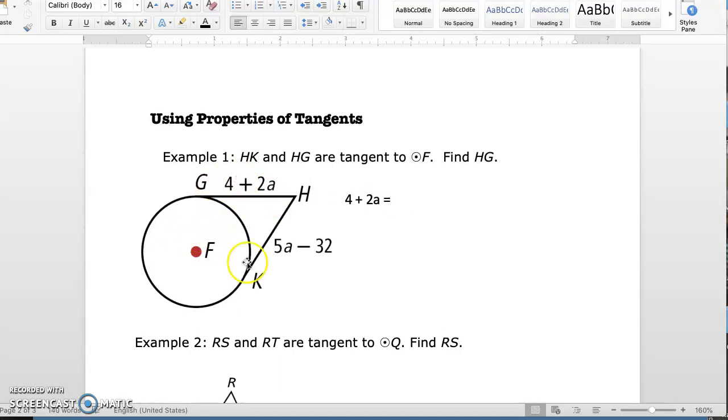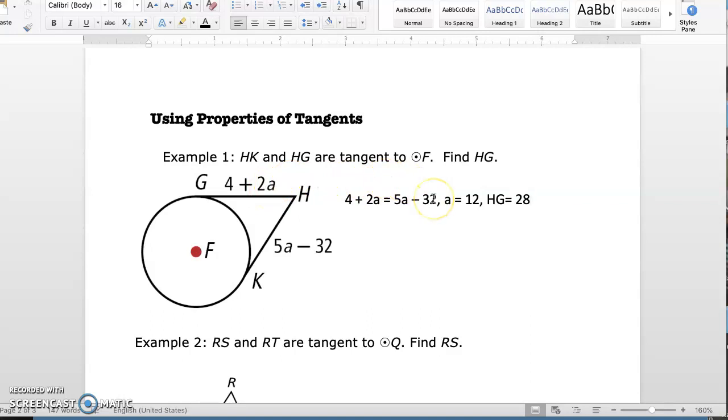is equal to HK. And then you would solve for the missing variable, which is A. So we'd subtract 2A from both sides and end up with 3A. And then we'd add 32 to both sides and get 36. And 36 divided by 3 would give us A is equal to 12. So then that means the length of HG is going to be equal to 2 times 12, which is 24. 24 plus 4 is 28.